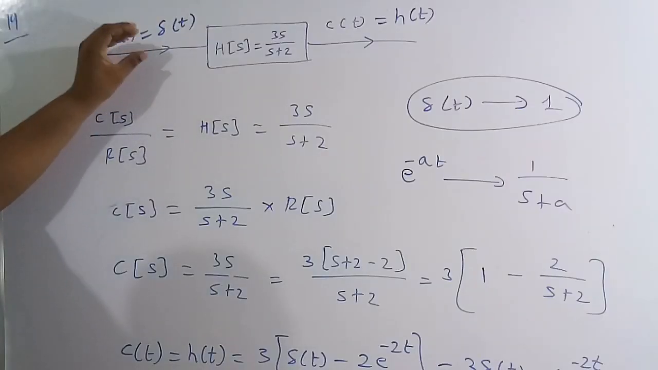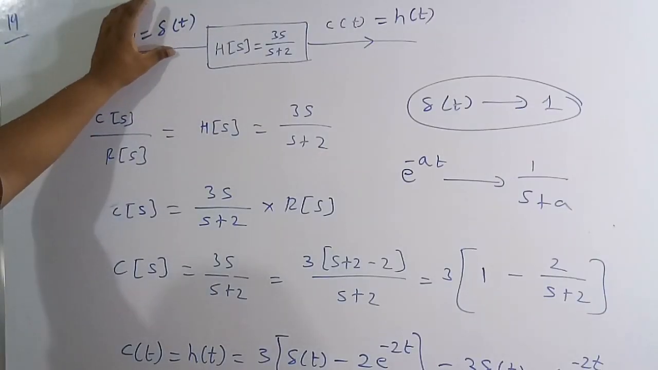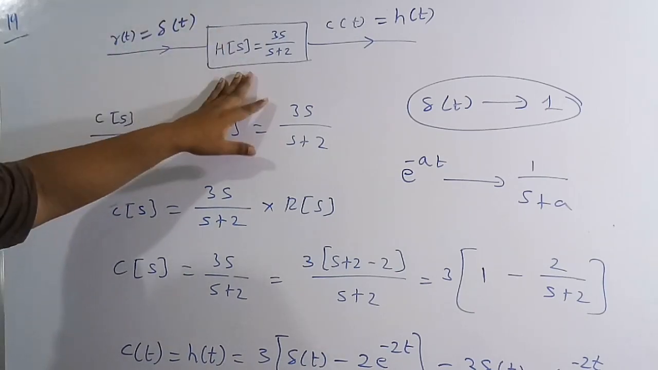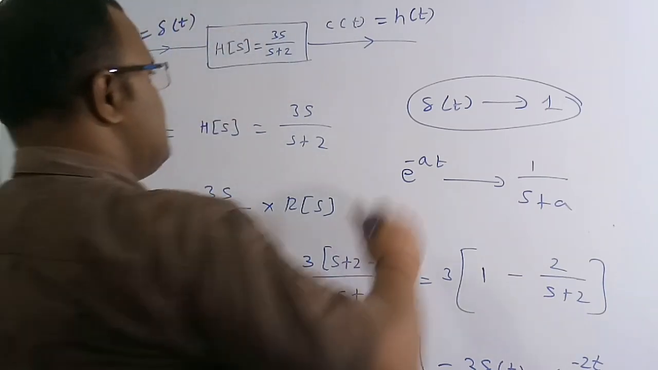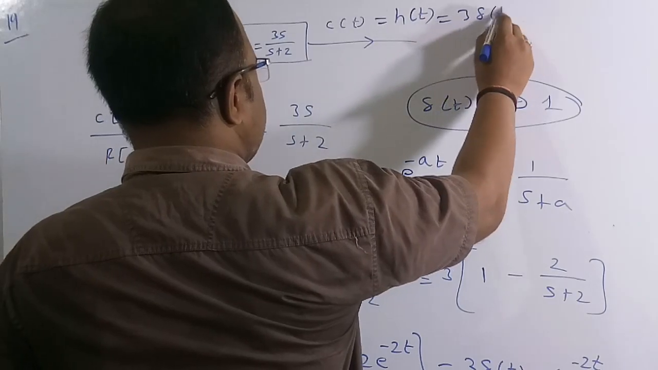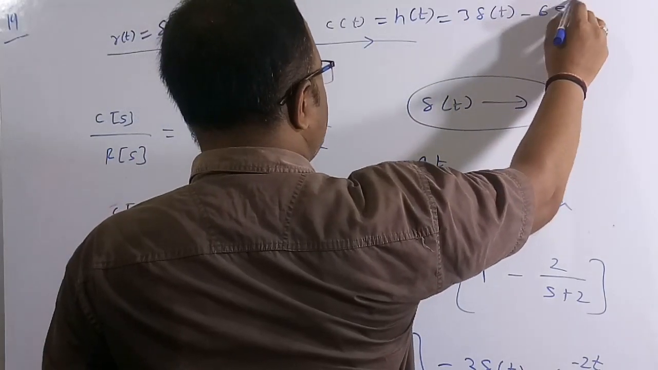So whenever you give the unit impulse to the system with this transfer function, the output we are going to get is 3 into delta of t minus 6 into e to the power of minus 2t.